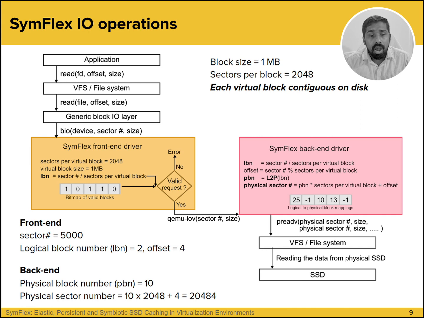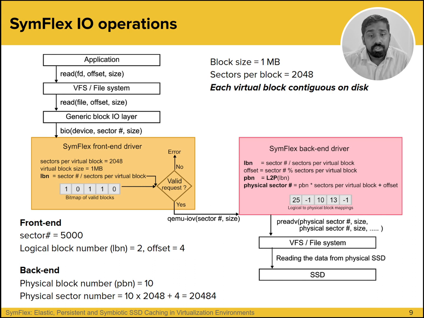Now let's look at how the I/O operations are performed in SymFlex. SymFlex considers the VSSD device as a series of logical blocks and the physical SSD device as a series of physical blocks. We fixed the size of both logical and physical blocks to 1 MB, and the resource allocation happens at the granularity of this 1 MB. That is, each block contains 2048 sectors.